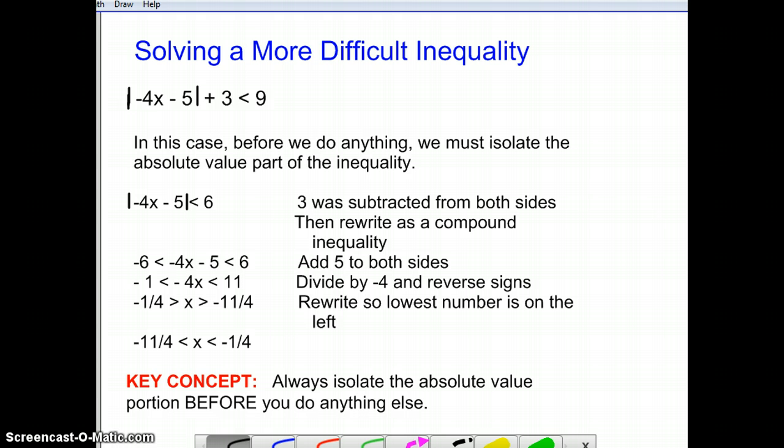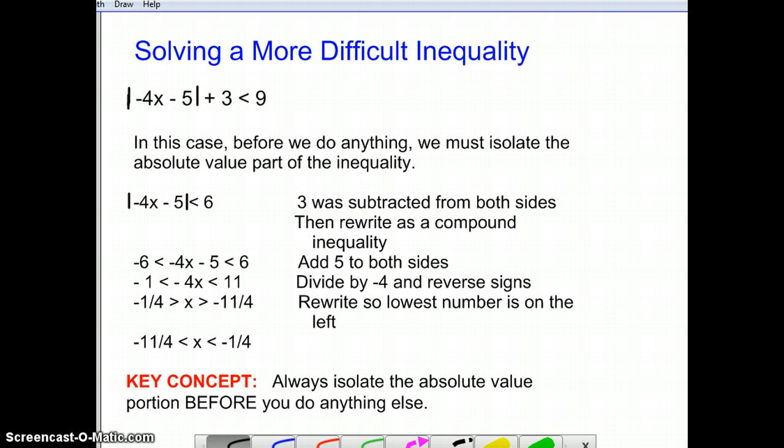We have the absolute value of negative 4x minus 5, plus 3, is less than 9. Before we do anything, we have to isolate the absolute value part of the inequality. You need to have that by itself on one side. So you have to subtract 3 from both sides and rewrite it. So I have the absolute value of negative 4x minus 5 is less than 6.